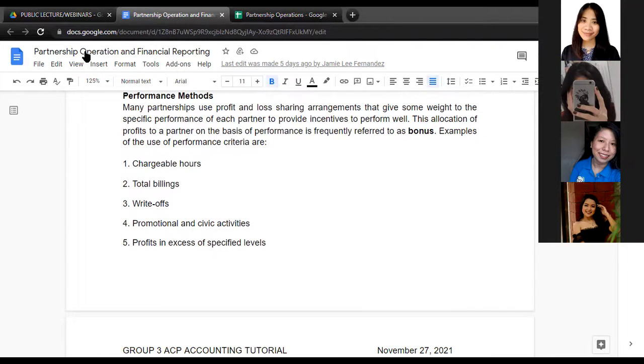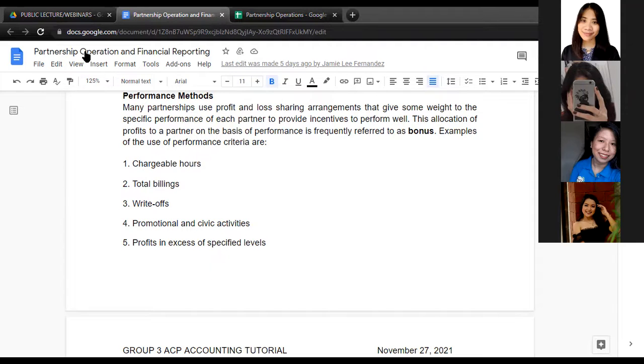The total amount billed to clients for work performed and supervised by a partner constitute total billings. Weight may be given to billings in excess of a norm. So, dito naman, for example, nagkaroon kayo ng operation, si partner A work done contributed for the partnership, higit pa sa normal yung kanyang nagawa.